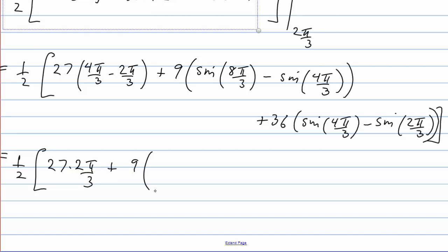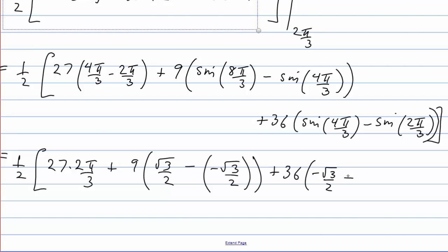What's sine of 8 pi over 3? Well, you can look it up, but it's the same thing as sine of 2 pi over 3, and that's radical 3 over 2. Sine of 4 pi over 3 turns out to be negative radical 3 over 2. Sine of 4 pi over 3 is again minus radical 3 over 2. And as I said, the sine of 2 pi over 3 is radical 3 over 2.